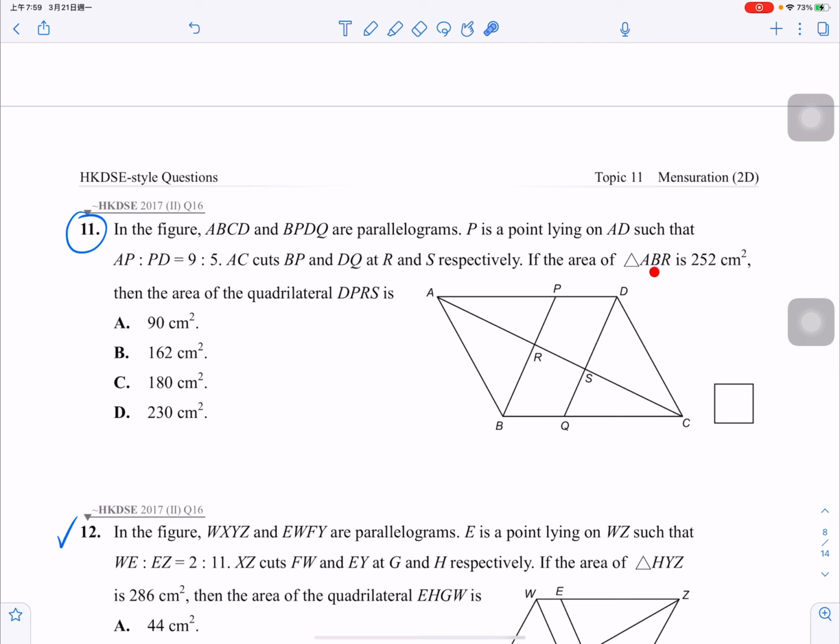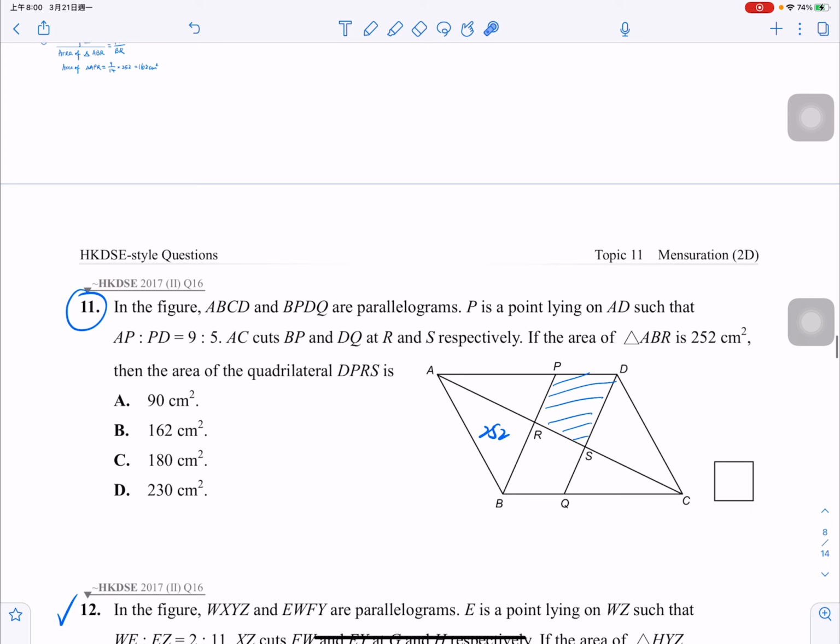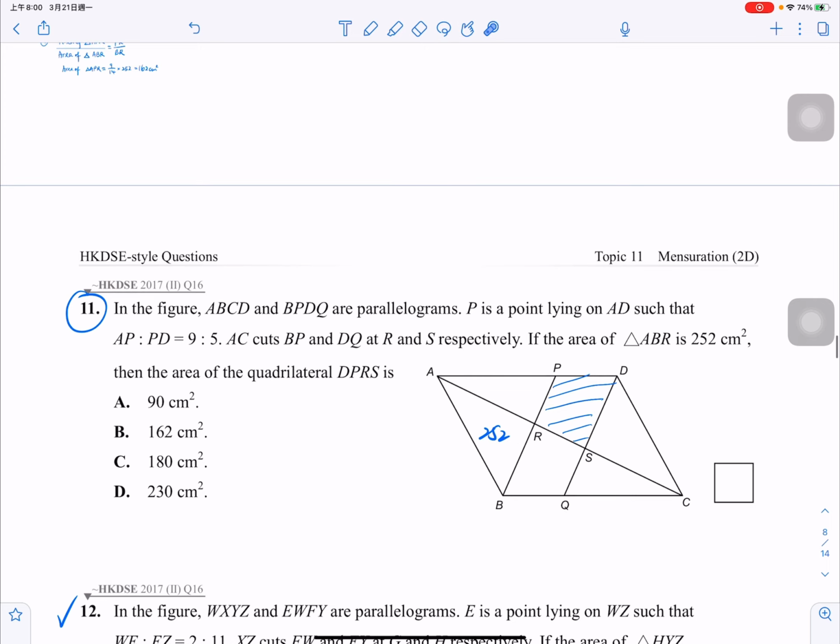Okay, ABR, this triangle, is 252 cm squared, so the area you know is only this triangle. You need to find out the area of DPRS, that means this part. How to relate this area to this part? It seems very complicated, and you need to find some relation first. Okay, let's see.